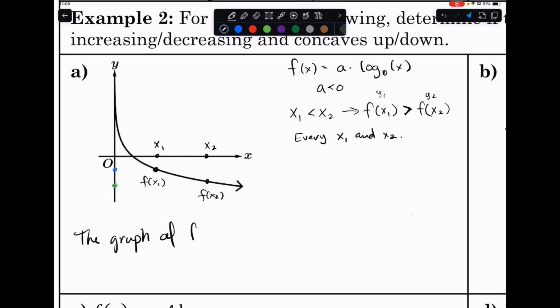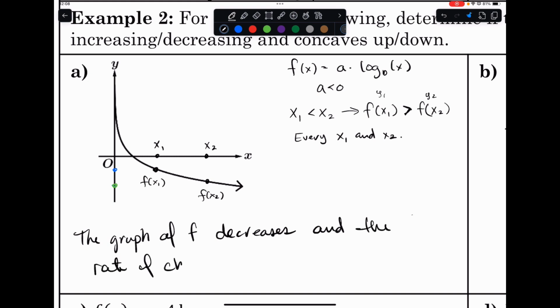The graph of f decreases, which as a result for a log function, the rate of change, in other words the concavity, is going to increase.